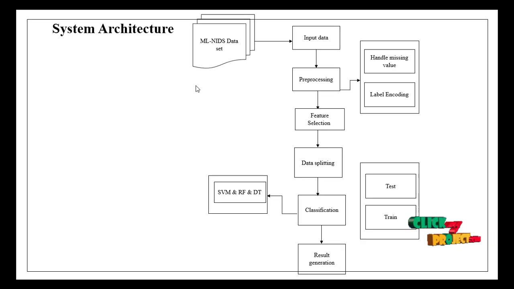This is the system architecture. We use the KDD-Cup dataset as input data and pre-process it by label encoding and handling missing values, and then feature selection, data splitting, and classification. Use the ML algorithms SVM, RF and DT, then result generation.